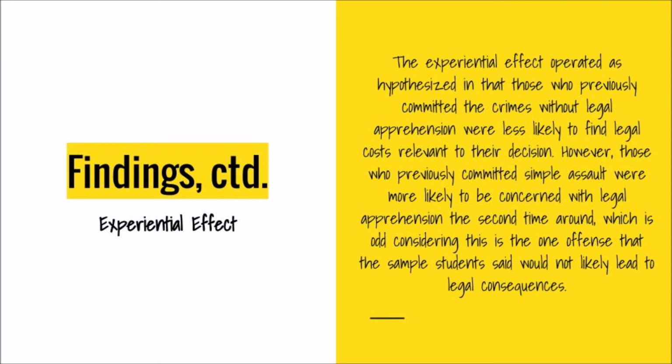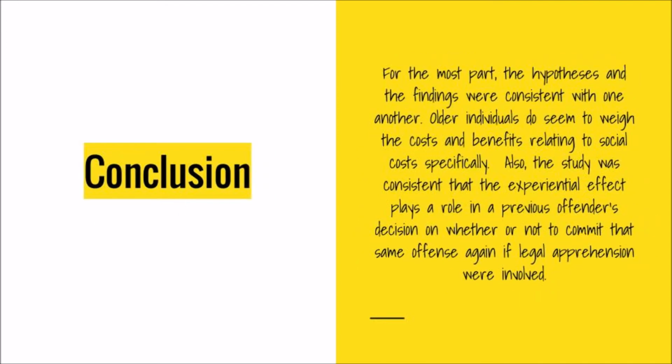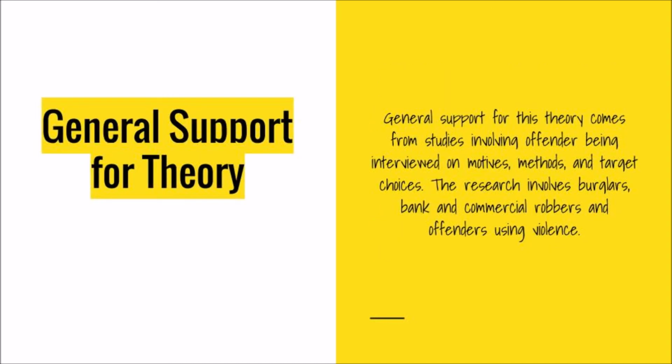So to wrap it all up, the hypotheses were pretty consistent with the study itself in showing that older people weigh the cost of an offense more than younger individuals because they have more to lose, and that previous offenders who weren't caught the first time will most likely not consider getting caught the second time. General support for our theory comes from studies of offenders such as violent offenders and burglars, who were asked about their motives, methods, and targets while committing these crimes.